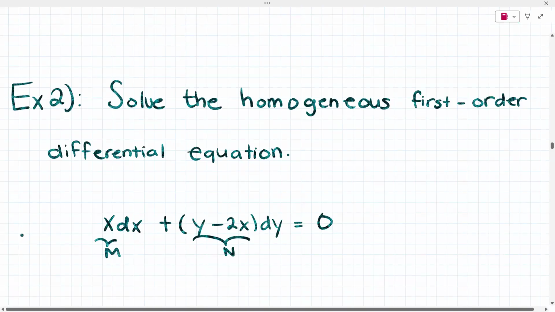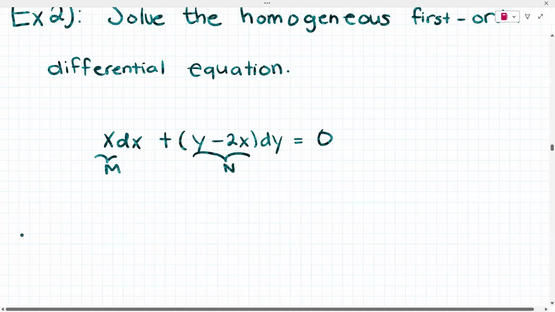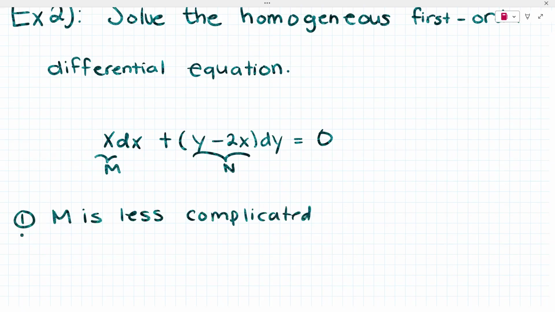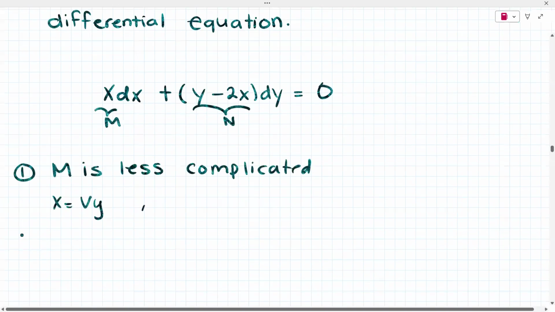So what I'm going to do is skip the first step and just figure out which one is less complicated. Which one is less complicated, the M or the N? M is definitely less complicated, right? M is less complicated. So that means you're going to substitute x equals v times y, and then you would have to take the product rule.